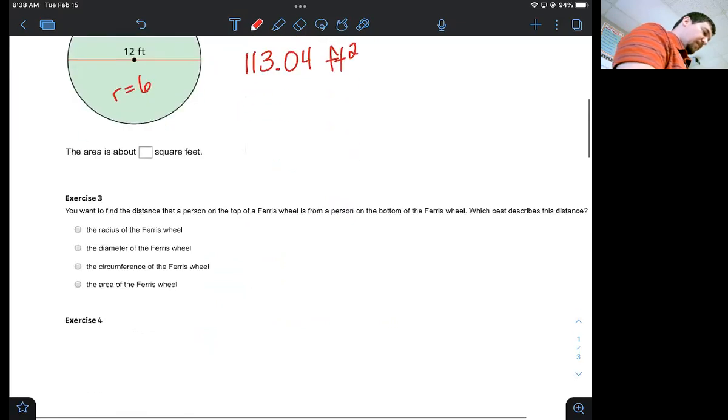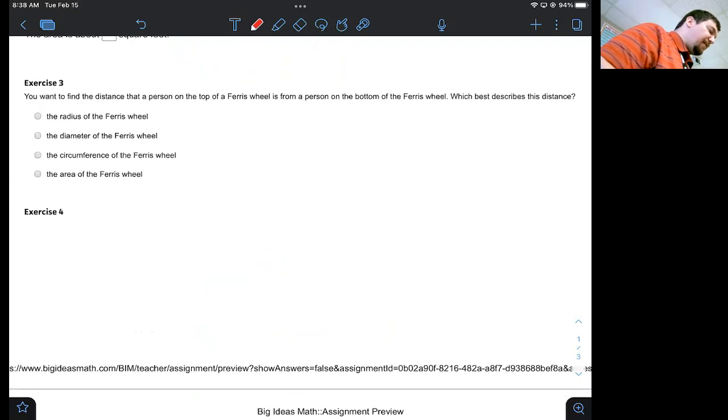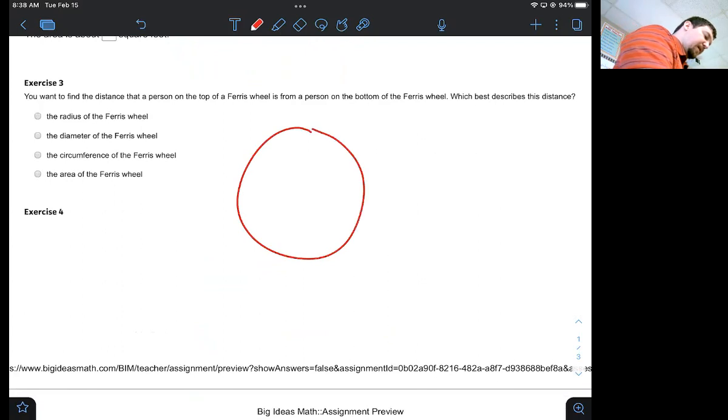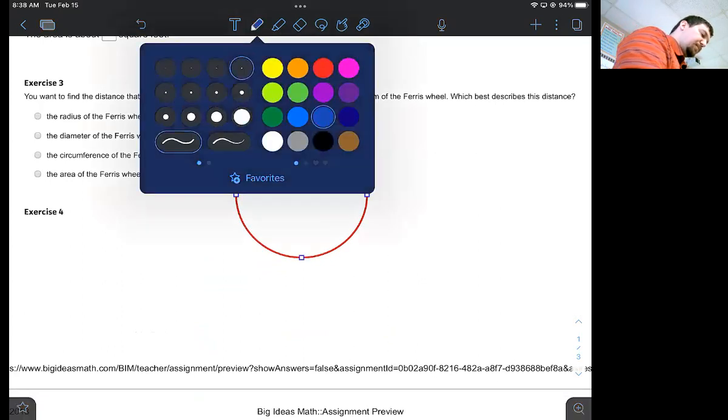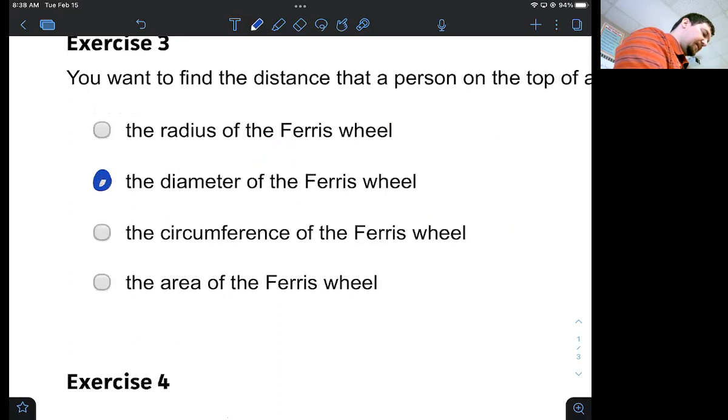Number 3. I'm going to read this to you. You want to find the distance that a person on top of a Ferris wheel is from the person on the bottom of the Ferris wheel. Which best describes that distance? So this is what we're looking at, a Ferris wheel, which is in the shape of a circle. There's a person on top of the Ferris wheel and a person on bottom, probably loading or unloading. And if I wanted to know the distance between them, what would I call that distance, Lucas? The diameter. Perfect. So for number 3, you can just write the word diameter.